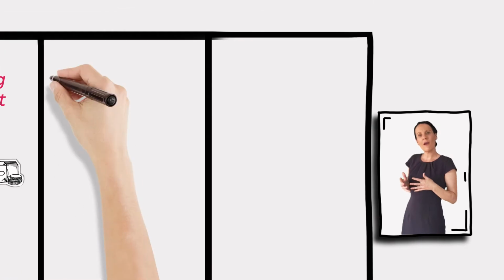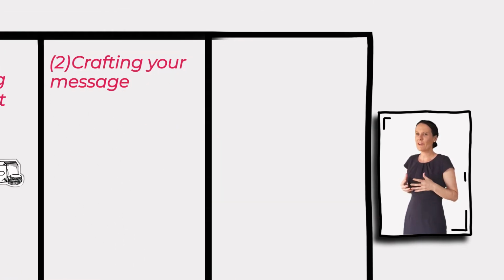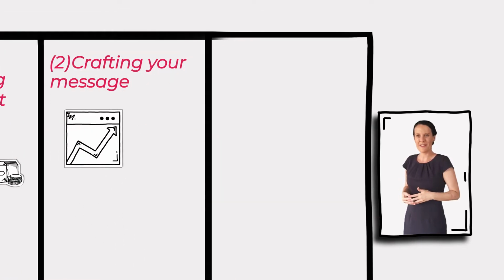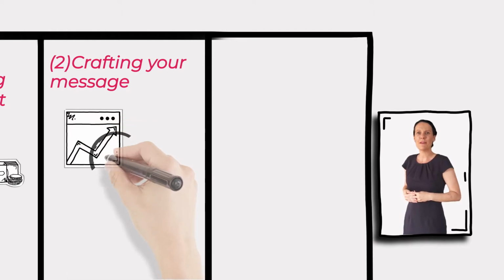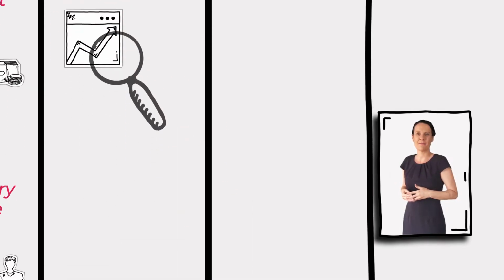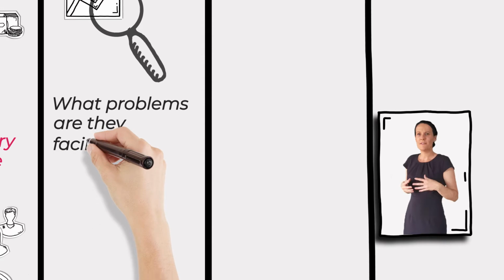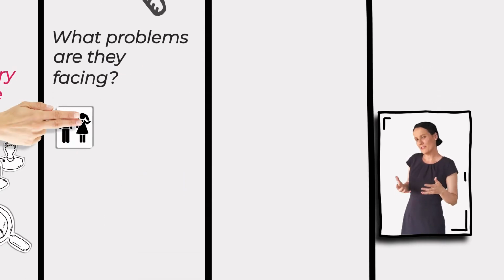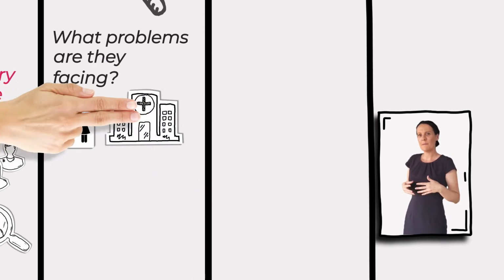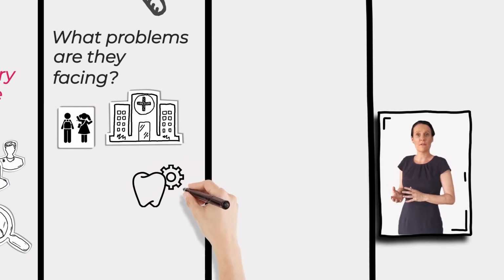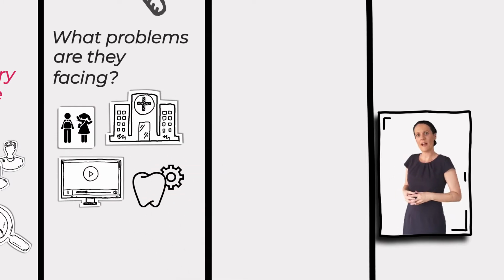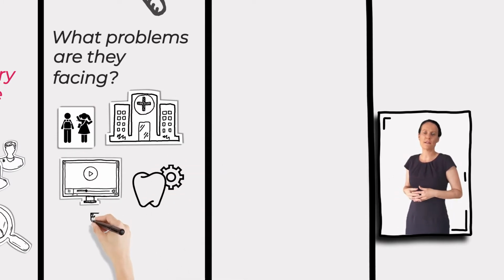Step 2, crafting your message. Instead of creating a message to appeal to everyone, be specific and appeal to your niche target market. What problems are they facing? Do they have a challenge getting their child to an orthodontic appointment, for example? Perhaps you're offering orthodontic monitoring via home or via video chats, or perhaps you're posting aligners in the mail.